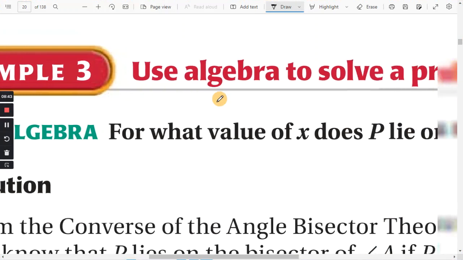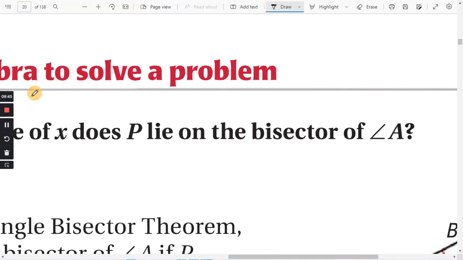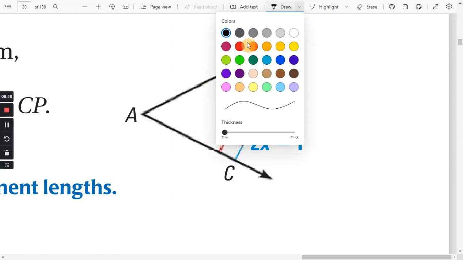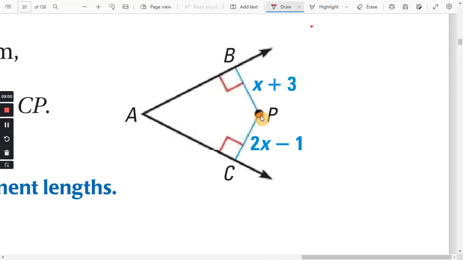Example 3: for what value of x does P lie on the bisector of angle A? So here is the distance to both sides of the angle. They used algebra expressions. And in order for point P to be on the angle bisector here, the distance to either side of the angle has to be the same. So this would have to equal that. Please set them equal and solve for x.